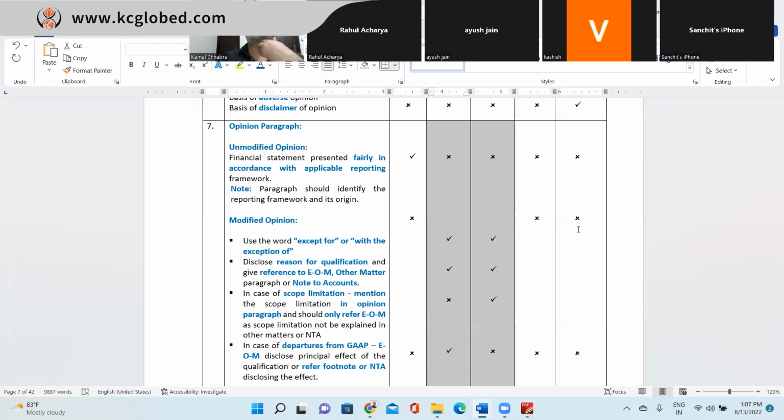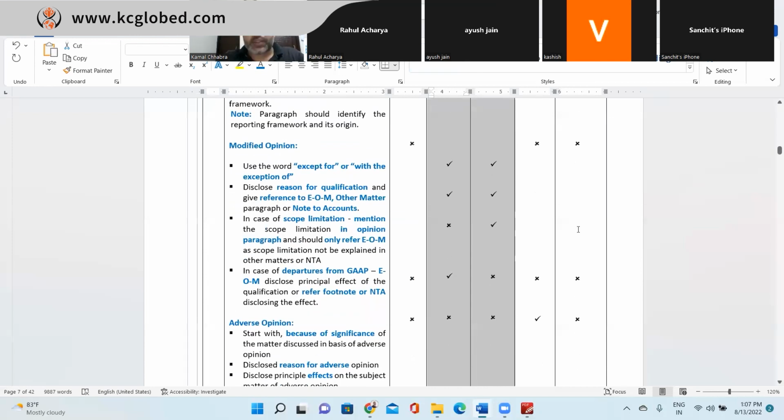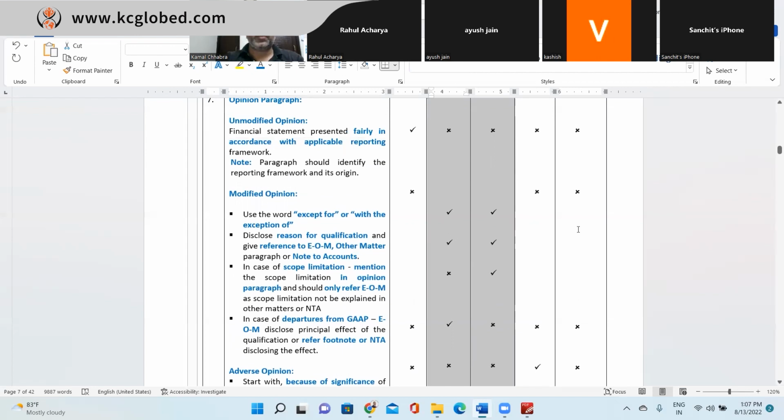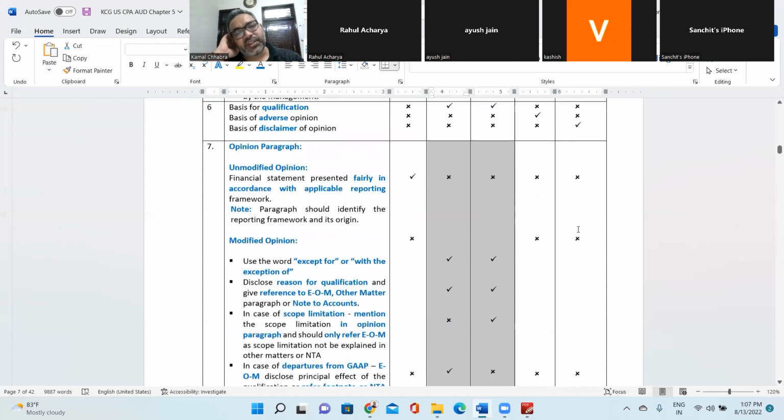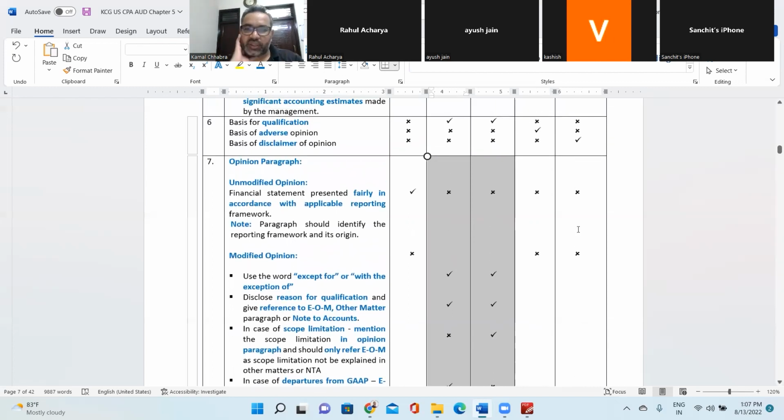Now coming to the modified opinion. A modified opinion can be on account of a GAAP issue or on account of a GAAS issue, right? So the first statement you need to mention here is "except for." That means you will be mentioning, financial statements are presented fairly in accordance with US GAAP, except for. And then you'll be mentioning the detail about the qualification, and above that you'll be mentioning the basis of qualification.